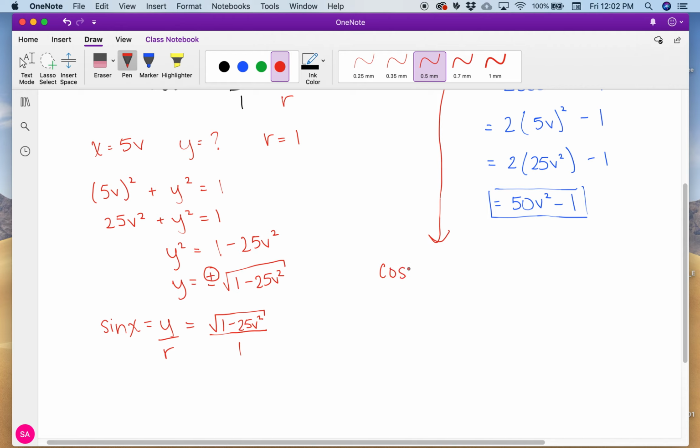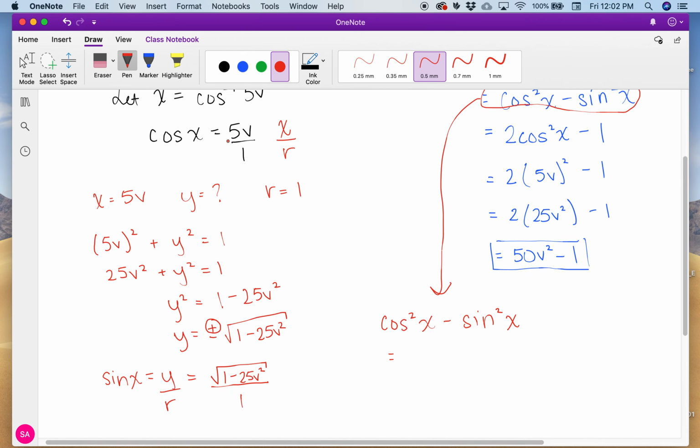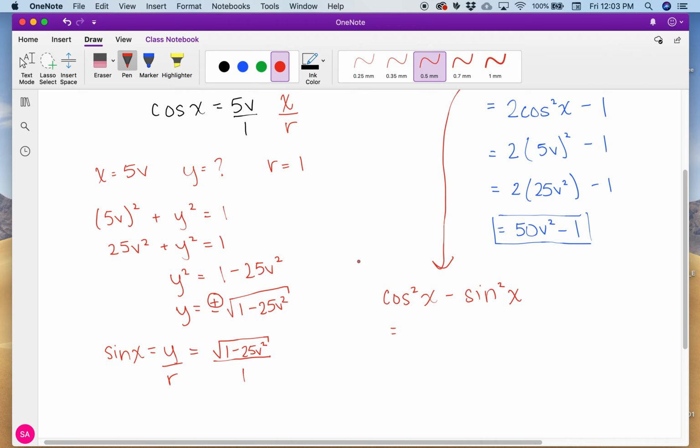So we're trying to figure out cosine squared x minus sine squared x. And let's see if we get an answer similar to what we have here. So cosine squared x, well, our cosine was 5v. So 5v, and then we got to square that, minus our sine is equal to the square root of 1 minus 25v squared. So square root 1 minus 25v squared, and then we're going to square that.